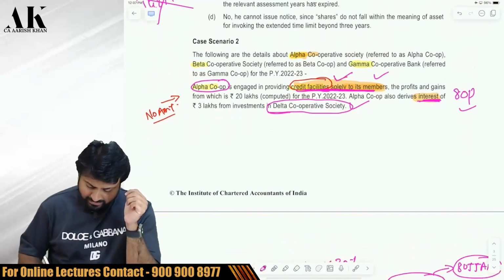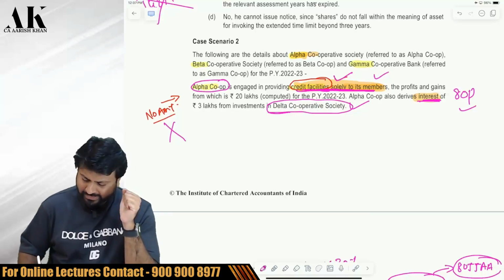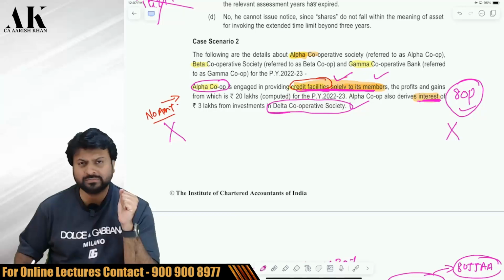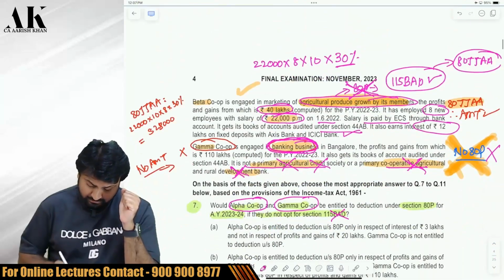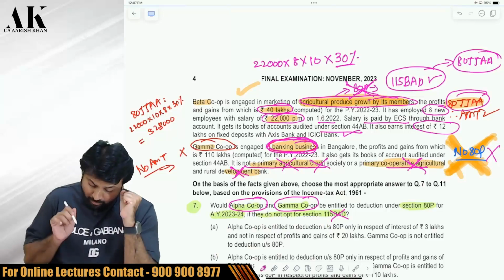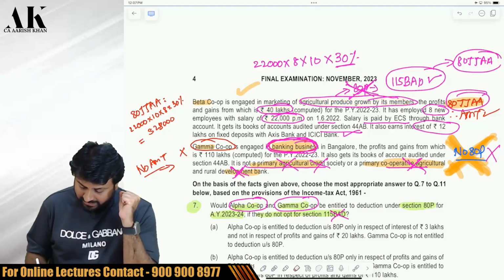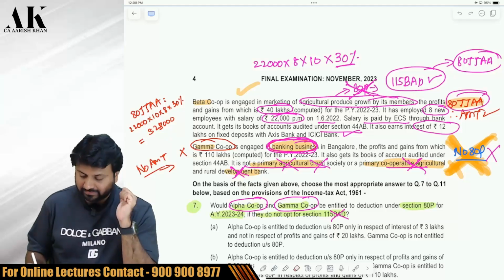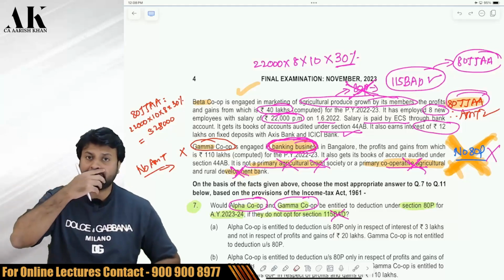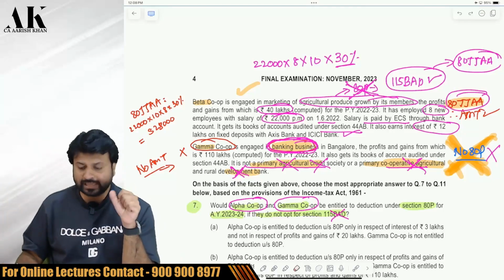Alpha is not claiming any profit linked deduction. Alpha is only claiming ATP and ATP is not subject to AMT. Beta is claiming 80JJAA. How? Beta is employing new employees in the cooperative society, so Beta is eligible for 80JJAA, and 80JJAA is a profit linked deduction, and if you claim 80JJAA, you are liable for AMT. So Beta is liable for AMT.